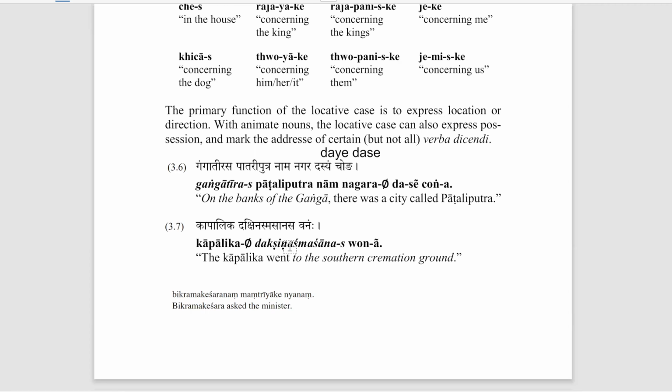So Dakshina Shmashana is just the southern cremation ground, and we have a directional marker here, that he, this person Gabalika as the subject, which is an ascetic. Wane is to go, and Wanen is the perfect past of Wane, to go. So he went to the southern cremation ground. Sometimes you see a visarga here. That's a different way of writing it.